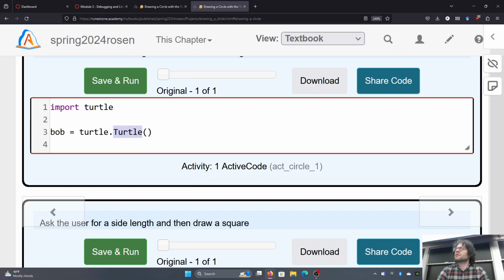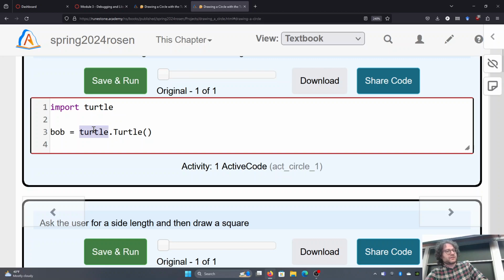So anyway, Bob is equal to turtle, that's the package name, dot Turtle, capitalized, open parentheses, close parentheses. Lowercase, uppercase. It's annoying, it's important. Professor Rosen, what if I forget it on a test and I forget to capitalize it? I'm not really going to care that much. Forgetting to capitalize it is a minor thing. It's one of those things that if you had a computer, you'd be able to identify that problem immediately.